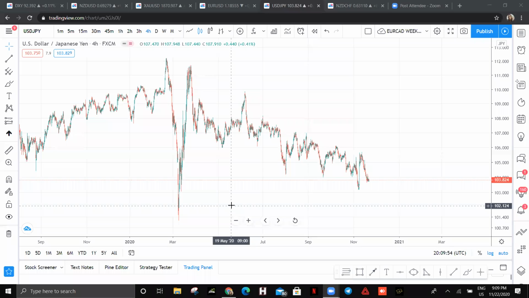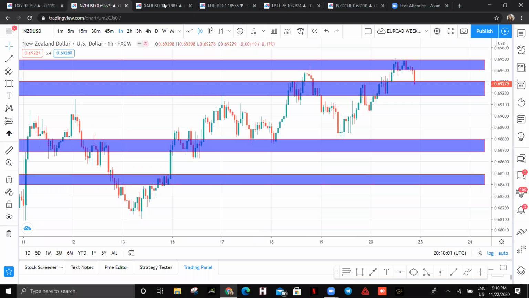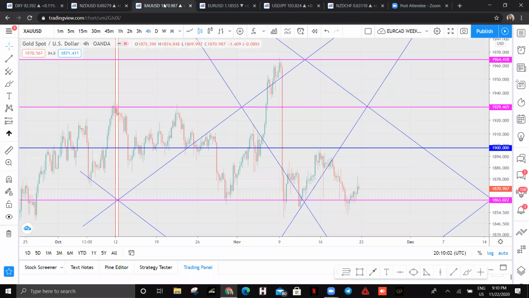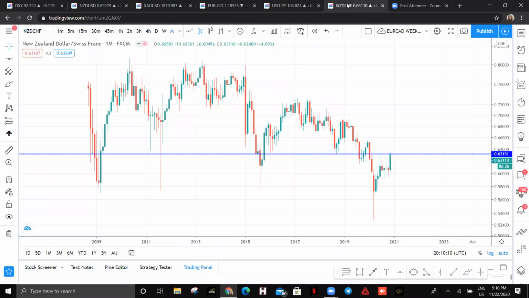So we're looking at 5 pairs today, and 4 of the pairs have USD. The first one is NZD USD, gold, Euro USD, USD JPY, and NZD CHF. Looking at this, we have more USD pairs here.